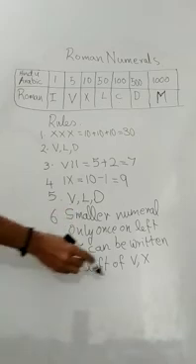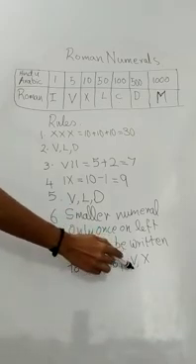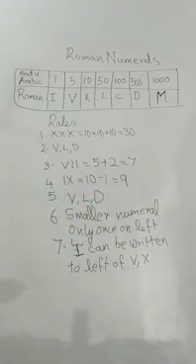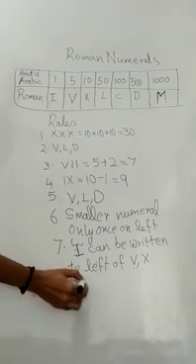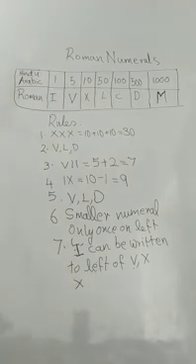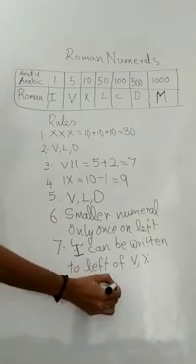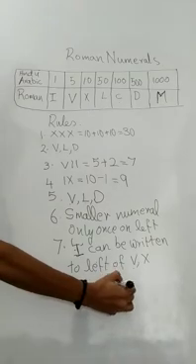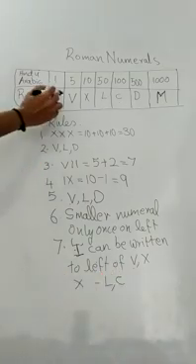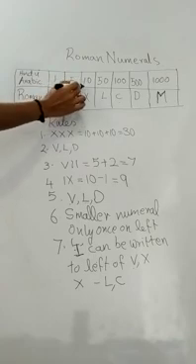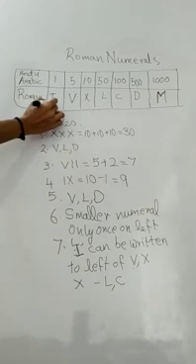1 can be written only to the left side of 5 and 10. No other Roman numeral, only 5 and 10. And the next one, same way, this 10. 10 can be written on the left side of only 50 and 100. Okay? That is, 1 can be written only on the left side of the next two Roman numerals.